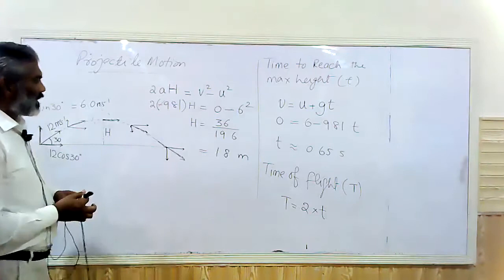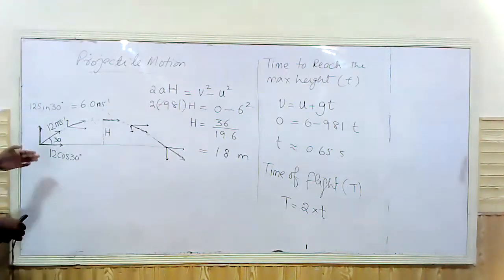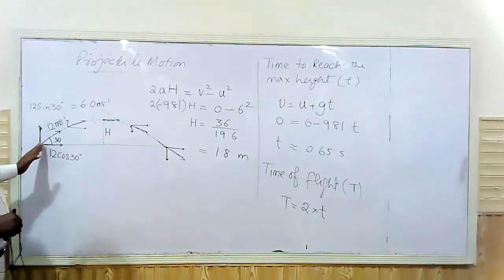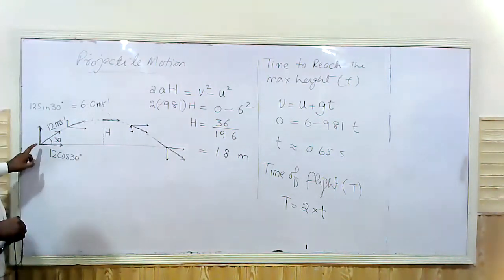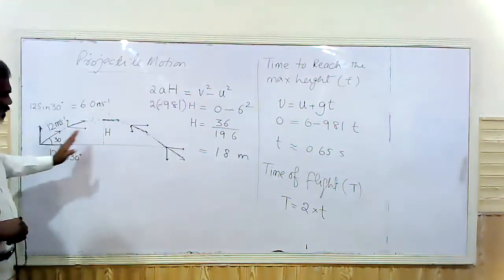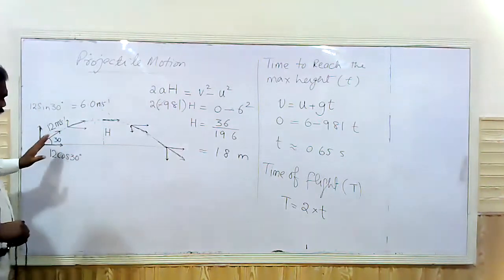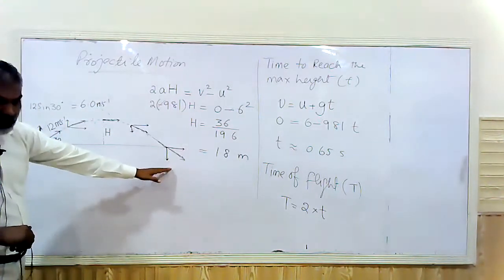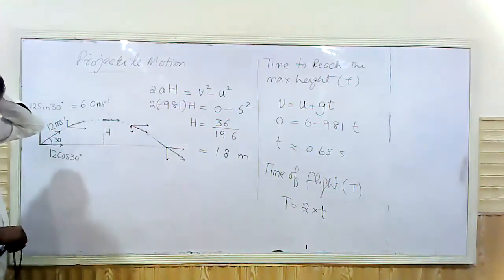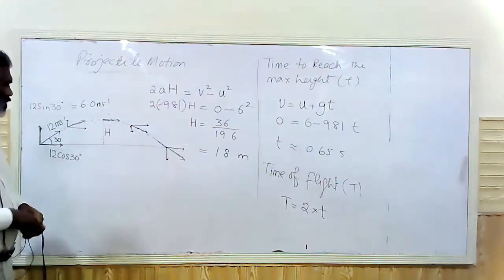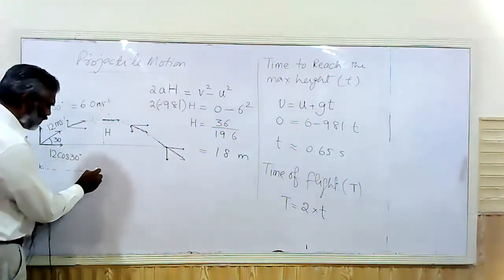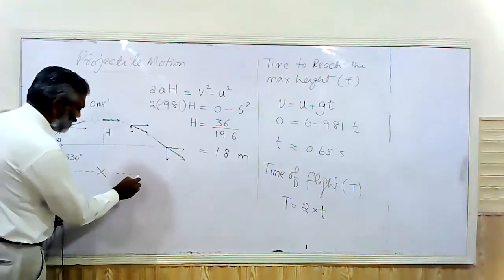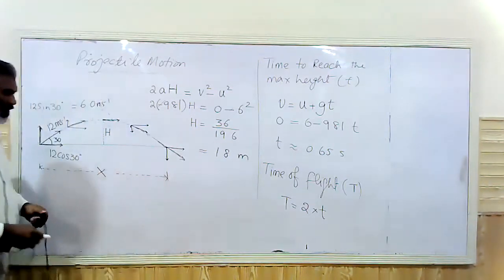Now, sometimes we are required to calculate how far it has gone from the point from which it was thrown. Let's say it's a missile and we want to know the range of that missile, how far it has hit the ground from the point of launching it. So this is the distance, usually denoted by x.